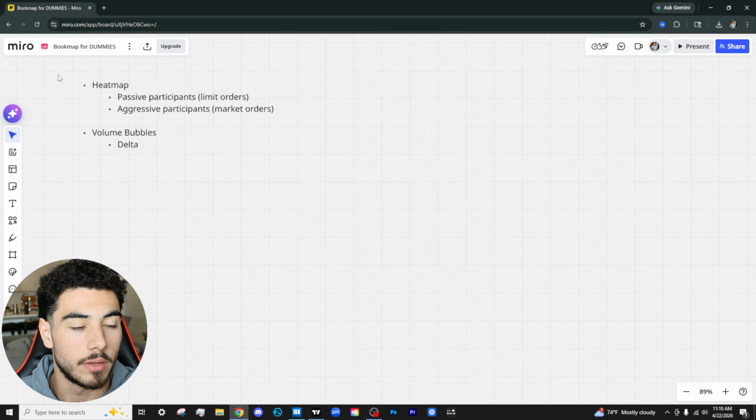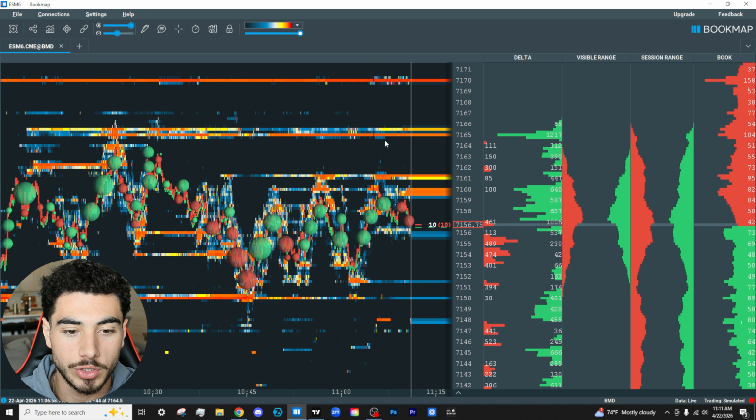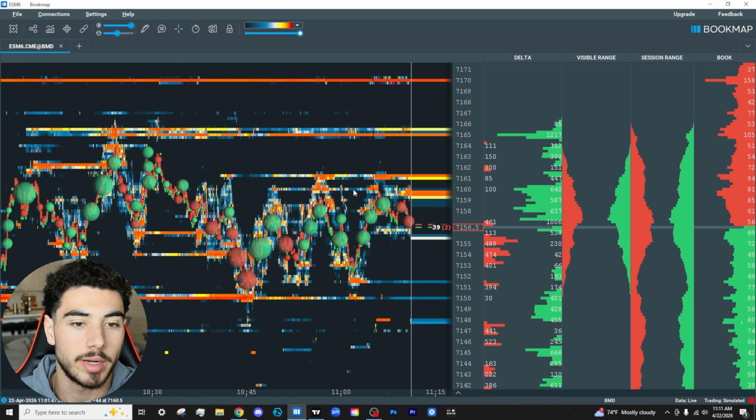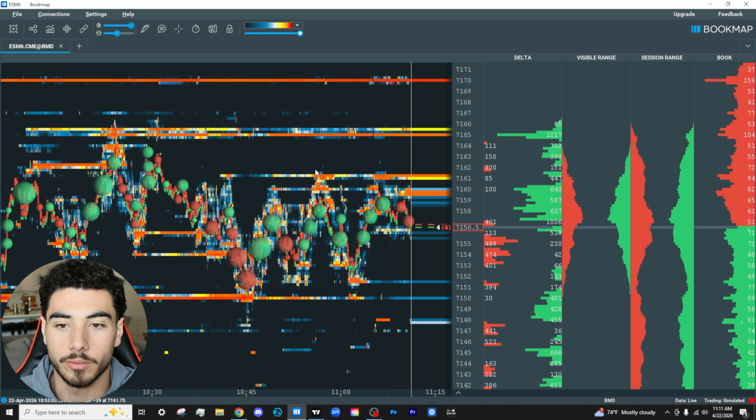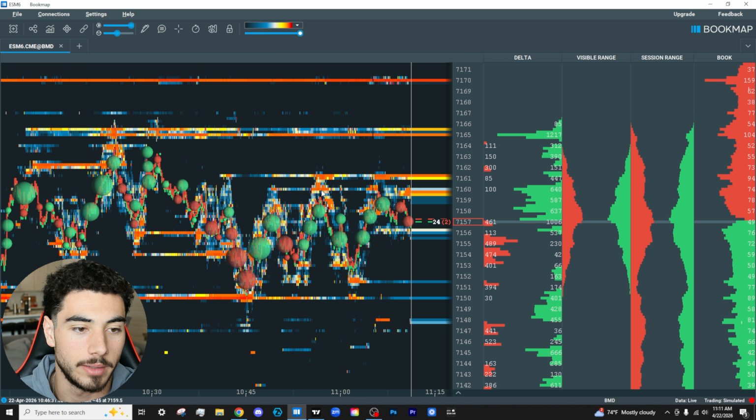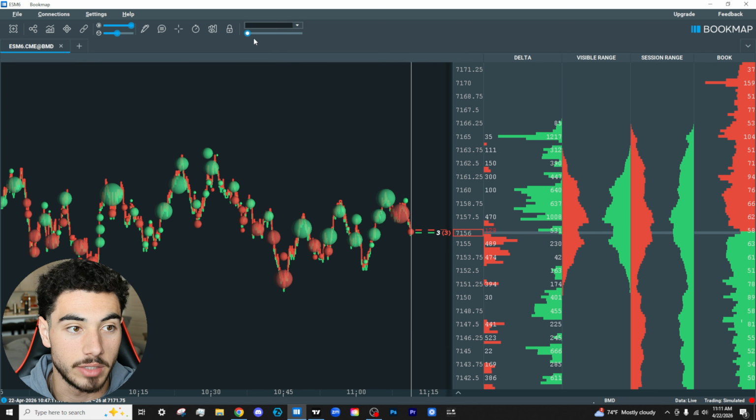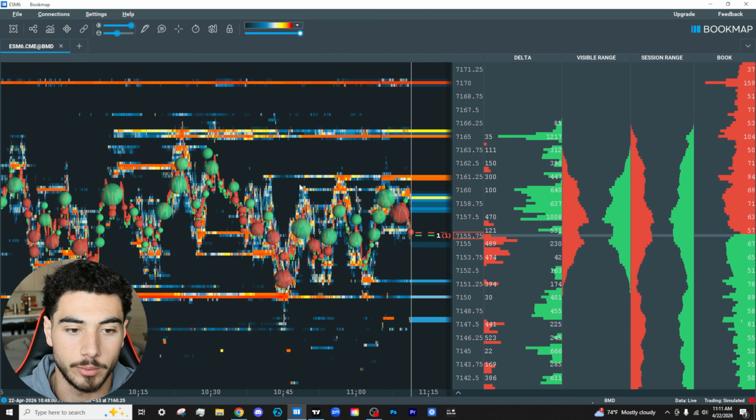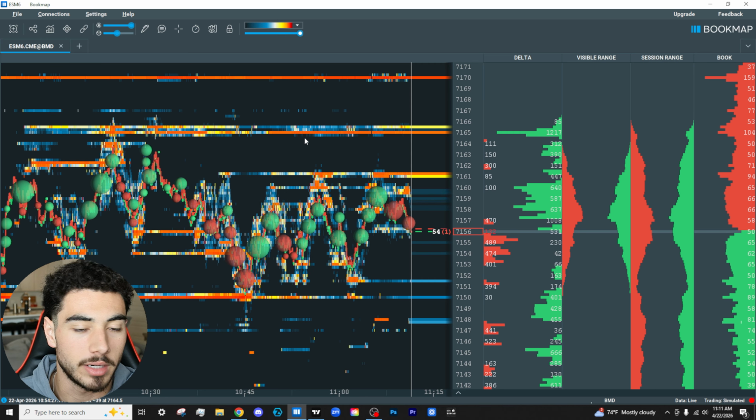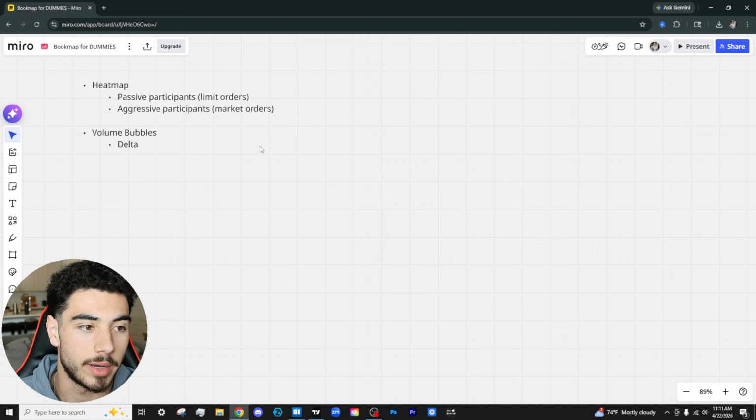So the first thing that we need to cover is the heat map and the volume bubbles, right? And so that's what we're going to get into. So all I want you to focus on right here is the left side of this chart, right? So don't focus on the right side of the chart, just the left side, okay? And then also I want to see if I can make it a little less busy for you here, right? But by the end of this video, you're going to understand exactly what all this means, okay? So let's start breaking everything down piece by piece, right?